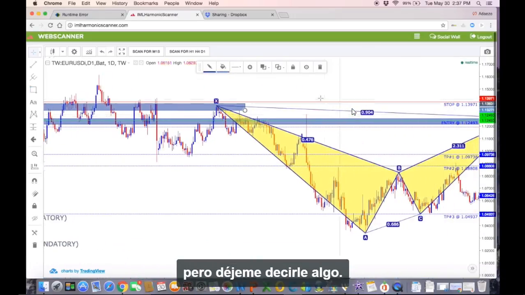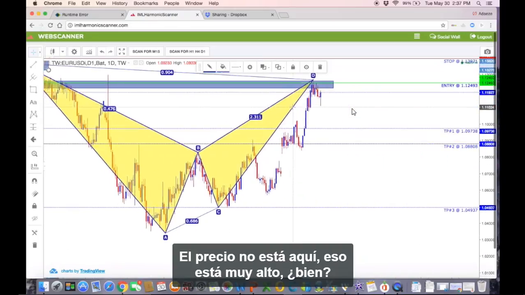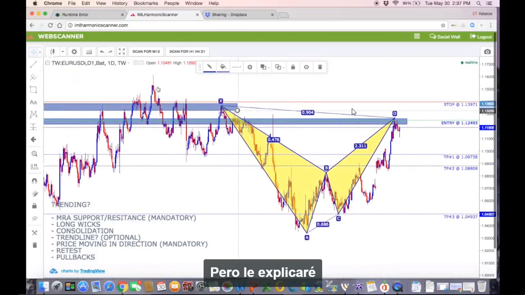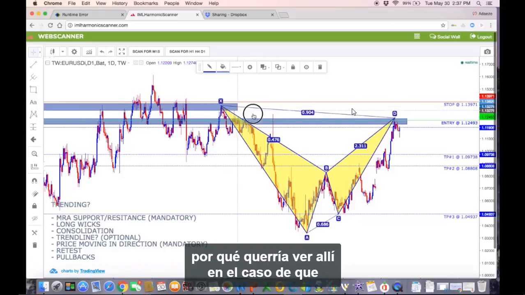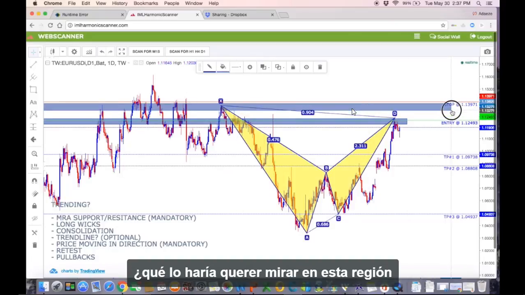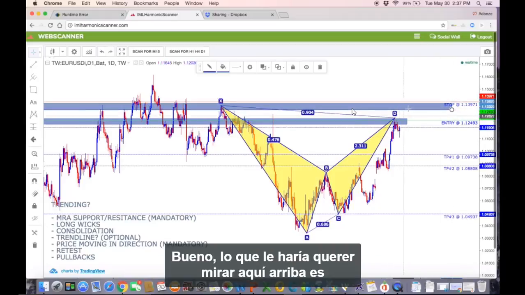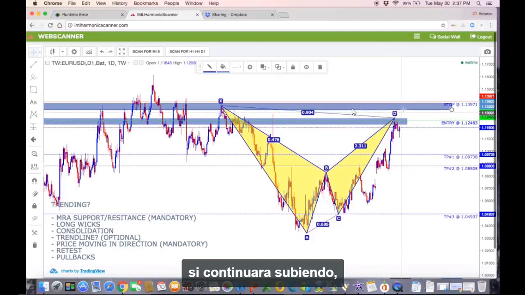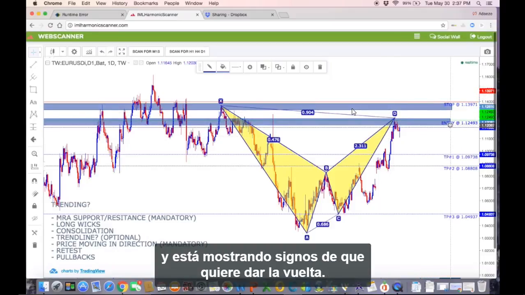But let me say something. Why would we look here? Price is not there. That's too high. But I'm going to explain to you why you would want to look there. What would make you want to look in this region and not here? Well, what would make me want to look up here is if price happened to overshoot this area, like it was still climbing up. But it didn't. It actually came into this area and it's showing signs that it wants to turn around.